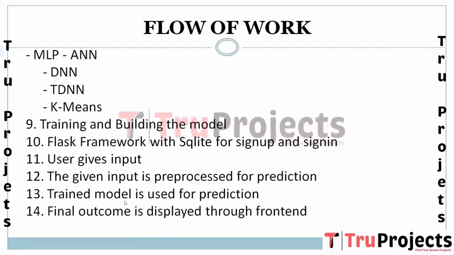Next we have trained model is used for prediction. The pre-processed input data is passed to the previously trained machine learning model. The model uses its learned knowledge to make predictions or classifications based on the input. And the last one here we have final outcome is displayed through front end. The model's prediction or result is displayed to the user through the front end of the web application. This outcome could be in the form of text, graphics, or any other suitable format, allowing the user to see the model's response to their input.